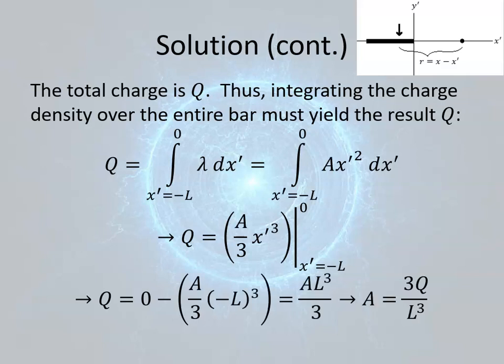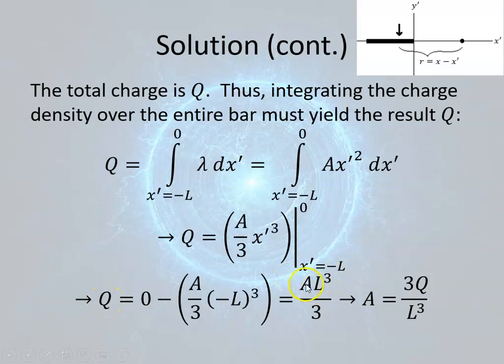Well, what does that mean? Plugging in the 0, I just get 0, whoopee. So minus, what happens when I plug in the negative L? Well, negative L cubed is negative L cubed, and we have an a over 3 there, so 0 minus a negative aL cubed over 3 is just going to be aL cubed over 3. And again, the whole time this was equal to our total charge q.